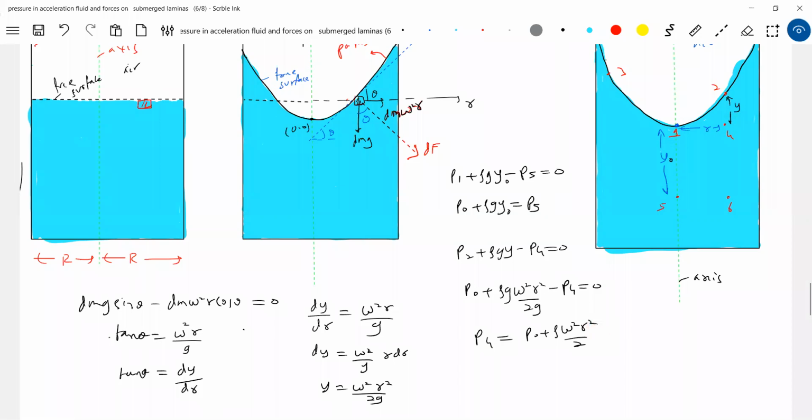Can we calculate the pressure at 6? They're at the same level. So P4 plus rho g y naught minus P6 equals 0. The P4 value, we know it.